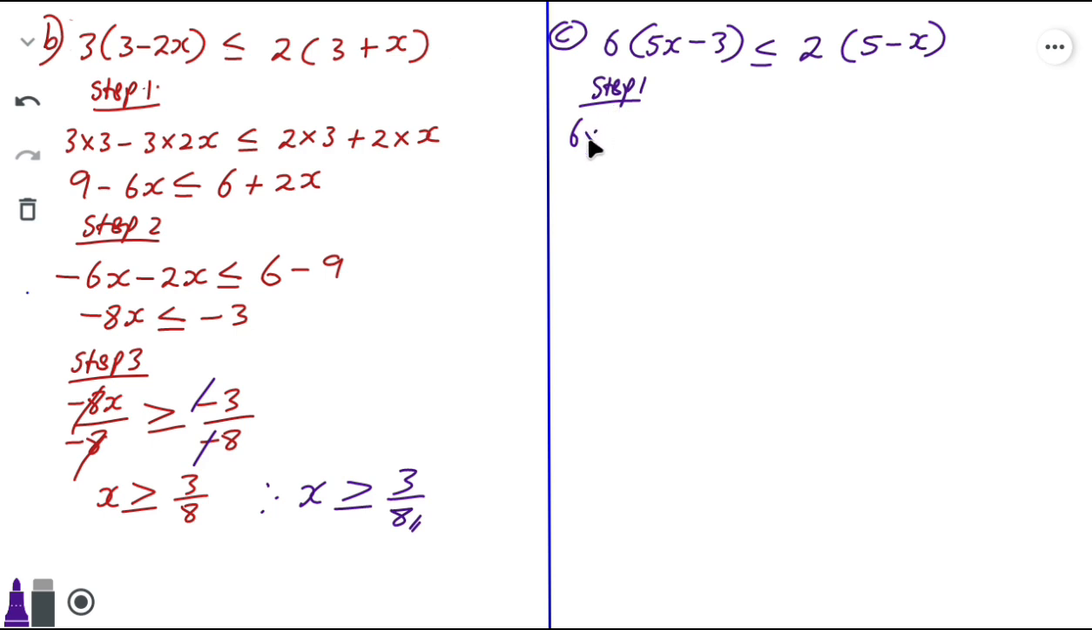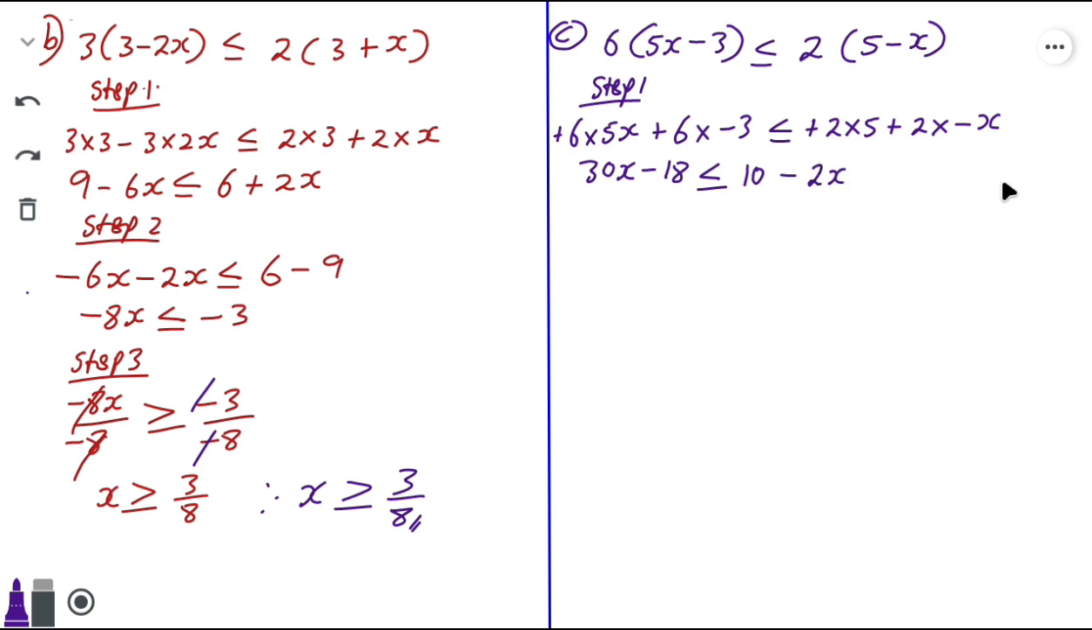Step 1: 6 times 5x plus 6 times minus 3 less than or equal to plus 2 times 5 plus 2 times minus x. So here we have 30x minus 18 less than or equal to 10 minus 2x. Don't forget, plus times minus will give you minus.